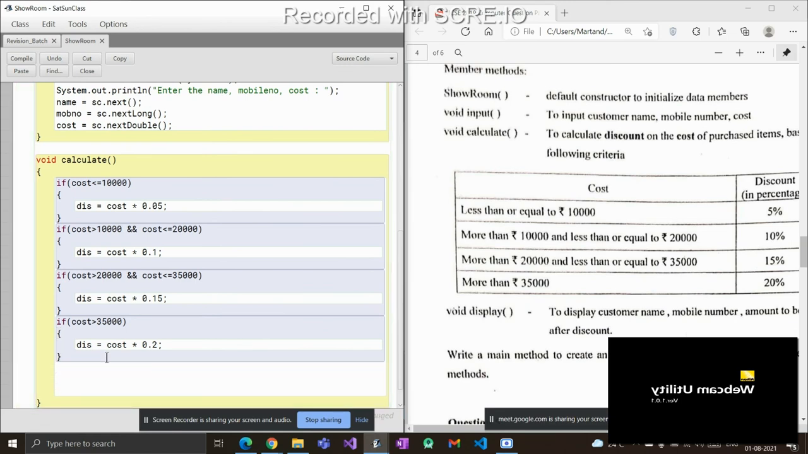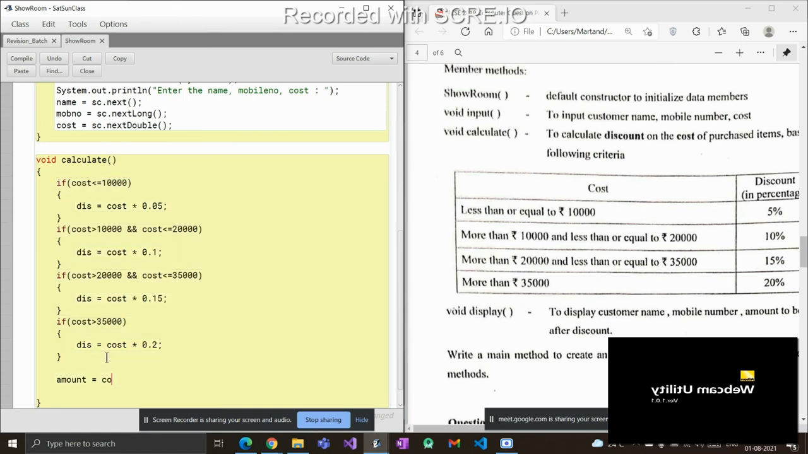The final amount, if you calculate over here only, it will be easy for you to just display it in your display function. So what I can do is I can say amount, do it in your display function. So it's very convenient to do it over here only.